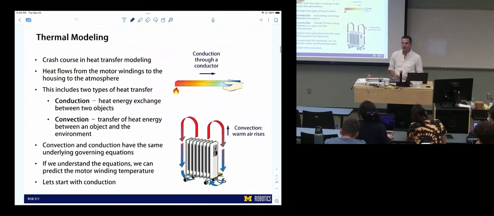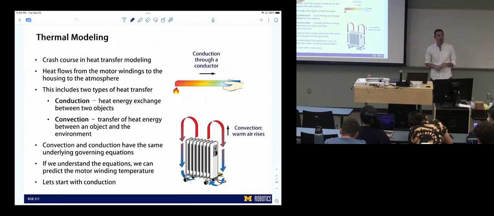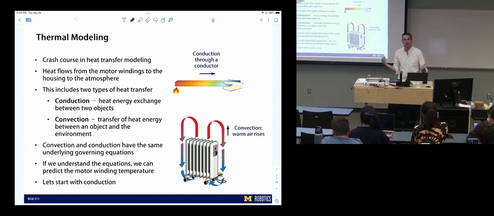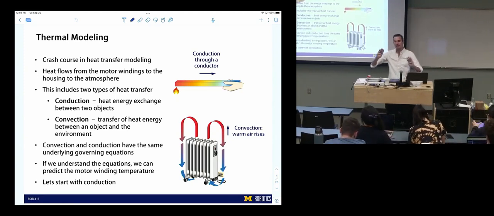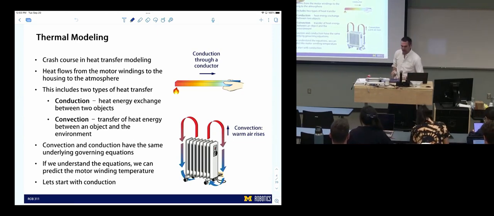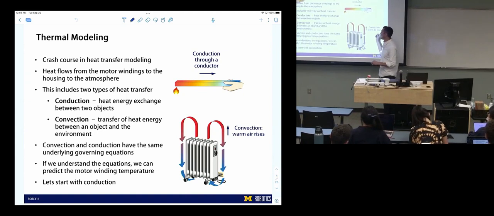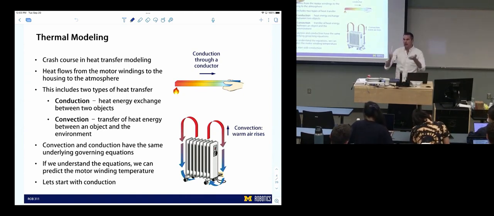We talked about two types of heat transfer: conduction and convection. What was nice about these is that they really had the same governing equations. They're two different physical processes, but mathematically they're modeled the same. With conduction, heat flows through usually a metal conductor, heating up from a heat source. With convection, it's heating the ambient air around it, which causes transfer of heat energy.